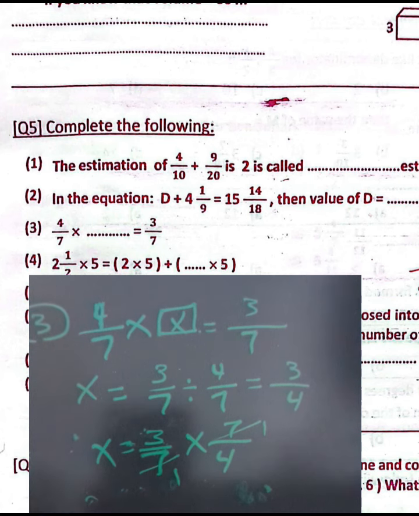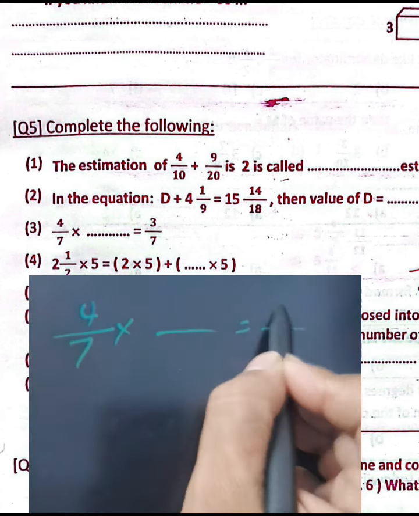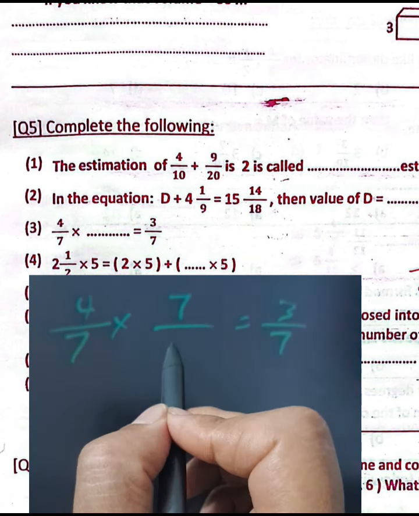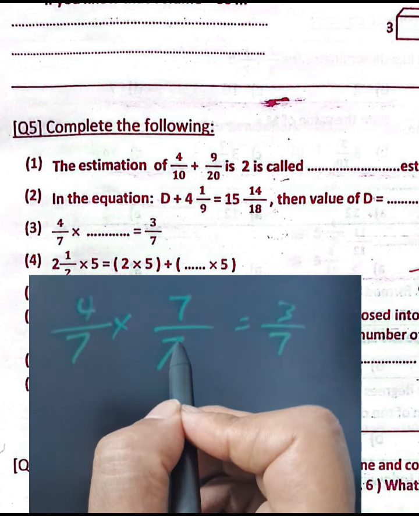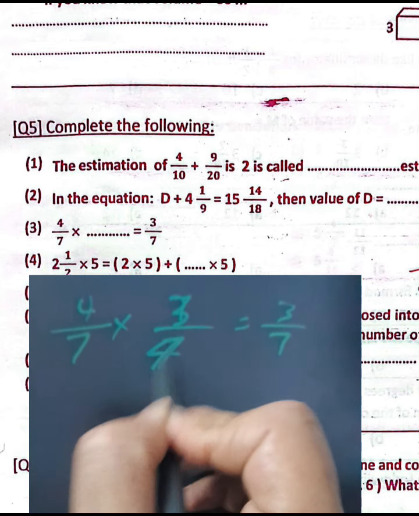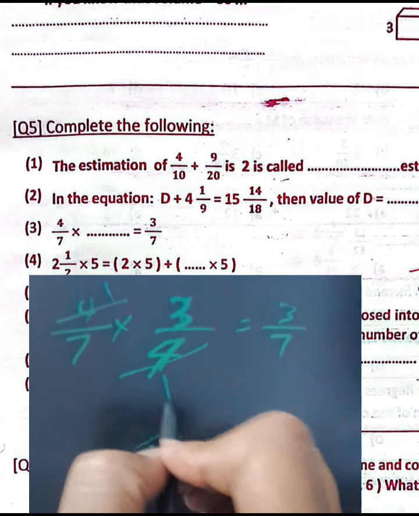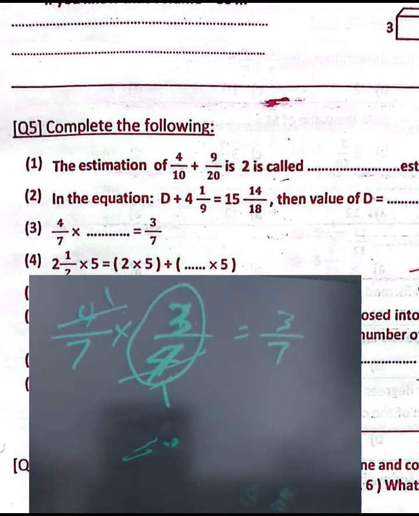Okay, the result here will be 3 over, it will be what? Right here 7, to cancel 7 by 7, write 7 here. No, don't write 7. We have 3 over 4. The result will be 3 over 4, because 4 divided by 4 equals 1. 1 times 3 equals 3. 1 times 7 equals 7. Then the result will be 3 over 4.